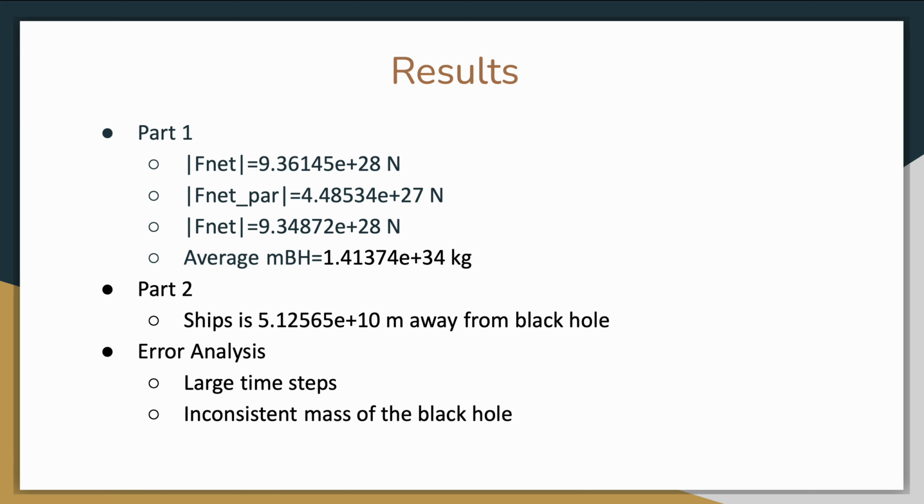The main results from part 1 are that the F net was 9.36145e28 newtons, and the mass of the black hole is 1.41374e34 kilograms. For part 2, the ship is 5.12565e10 meters away from the black hole. Our error analysis is that there were large time steps in this coding experiment, and there were inconsistent masses of the black hole, so we had to find the average to calculate the average mass.